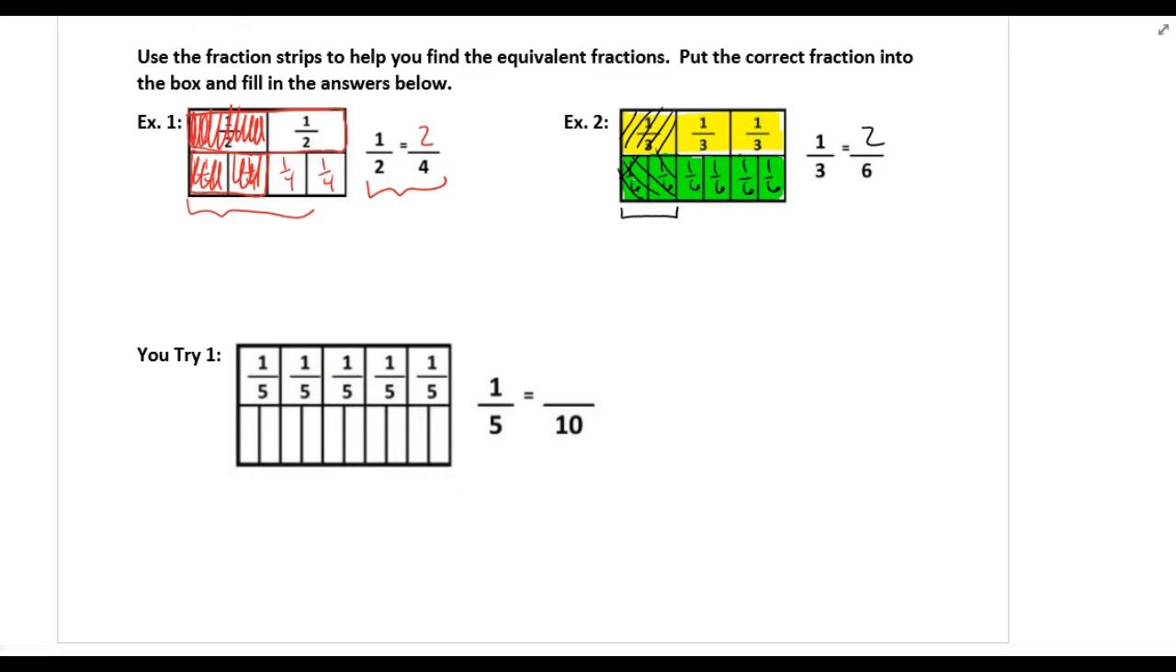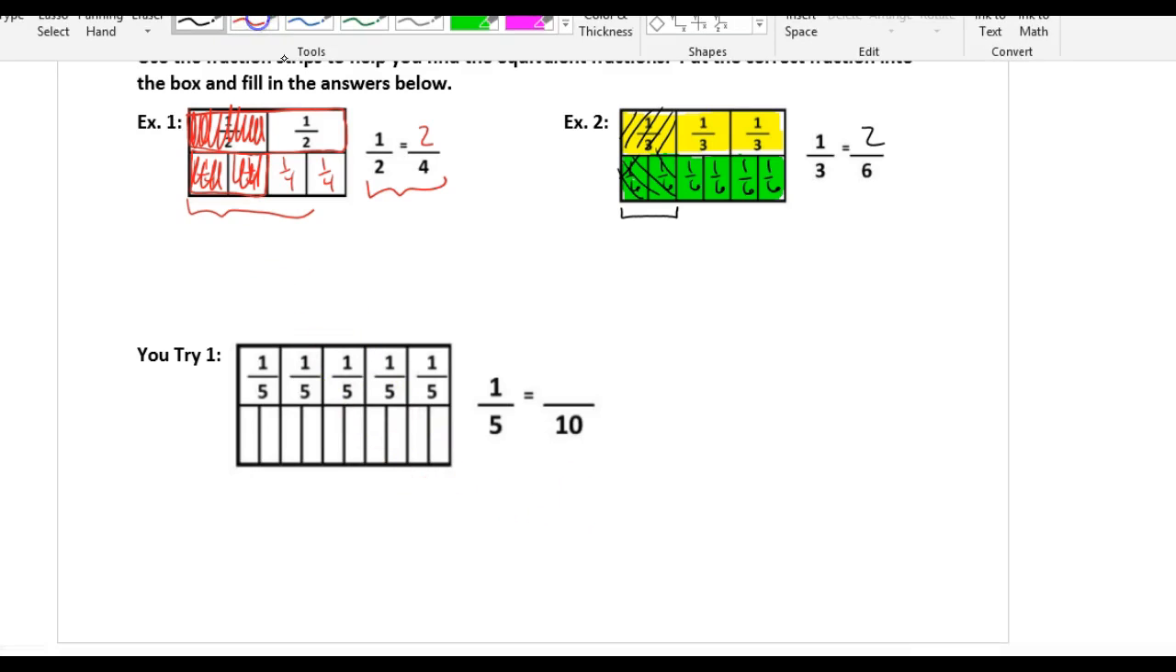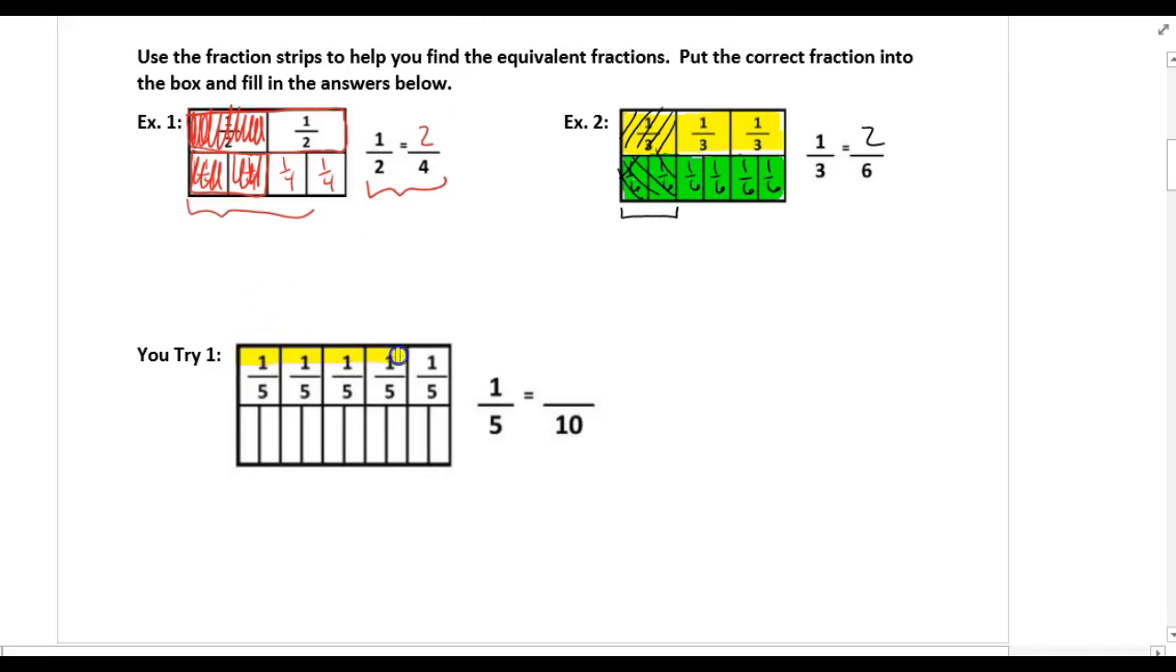Okay, so looking at it, right, we have 1/5. 1/5 is equal to how many tenths? If you look, this top rectangle is broken up into 5 equal boxes, whereas the bottom one was broken up into 10 boxes. So, how many of the tenths does it take to make a fifth?